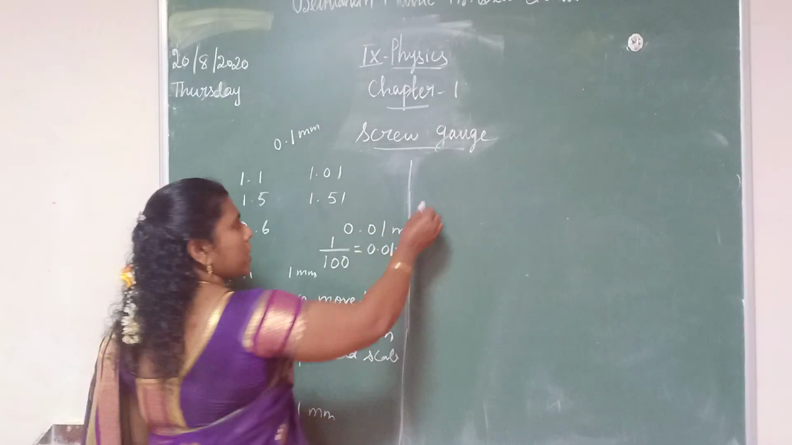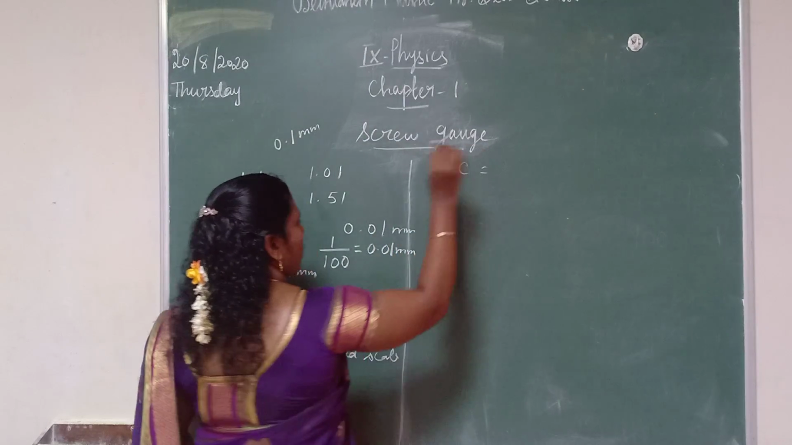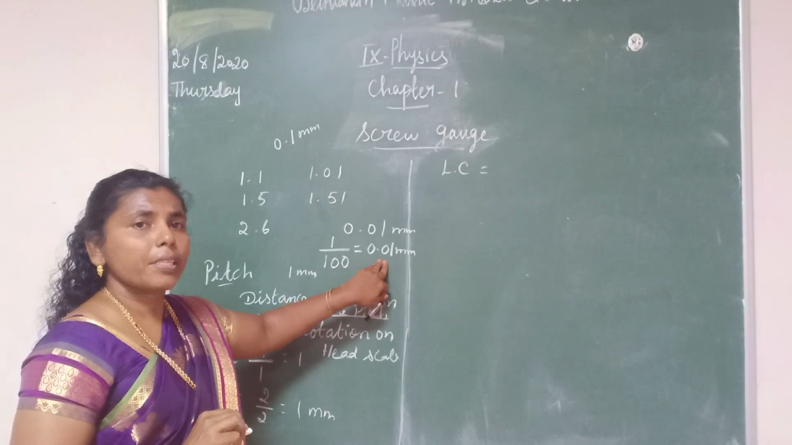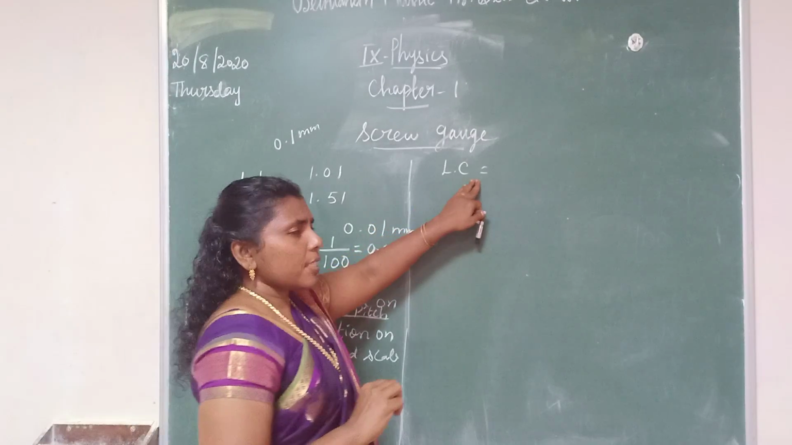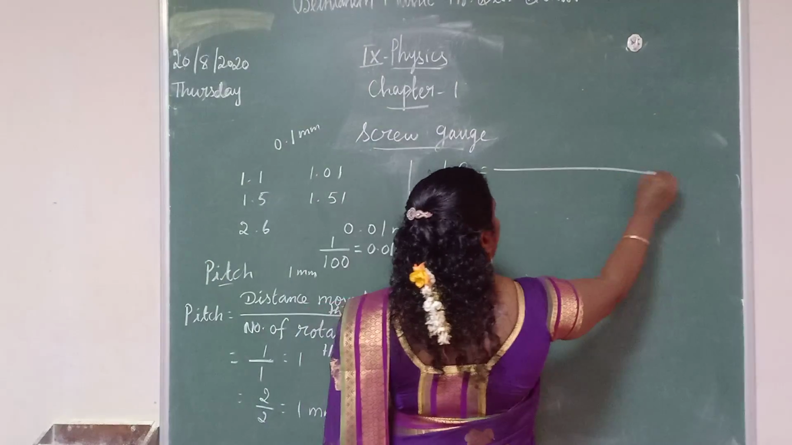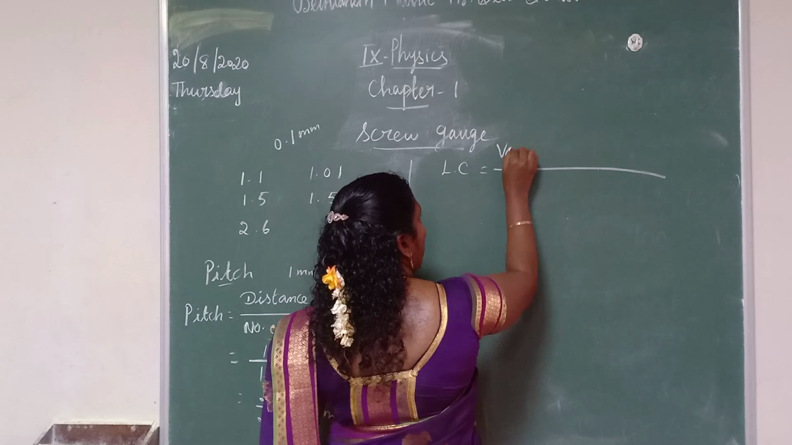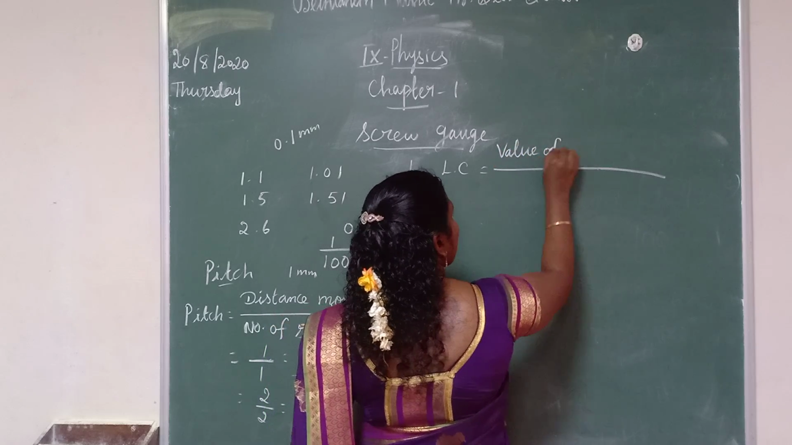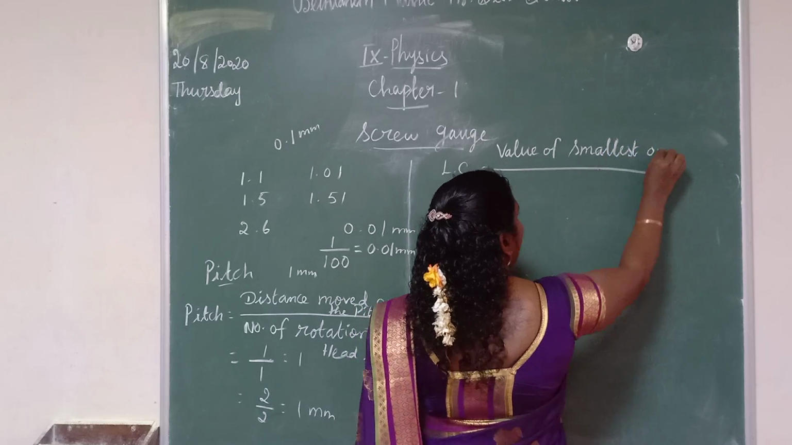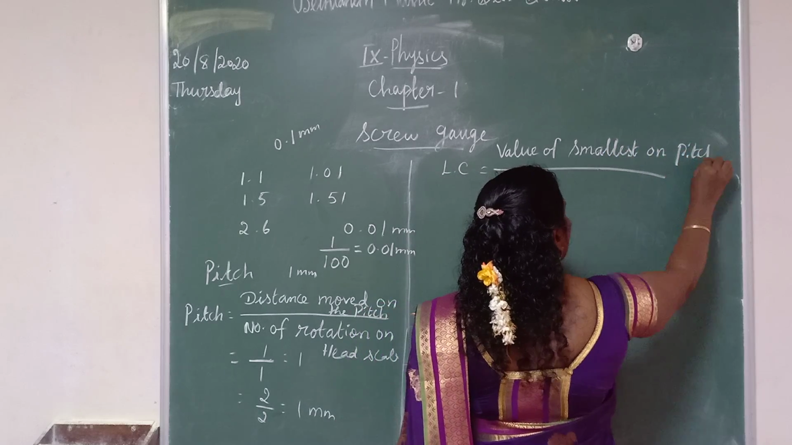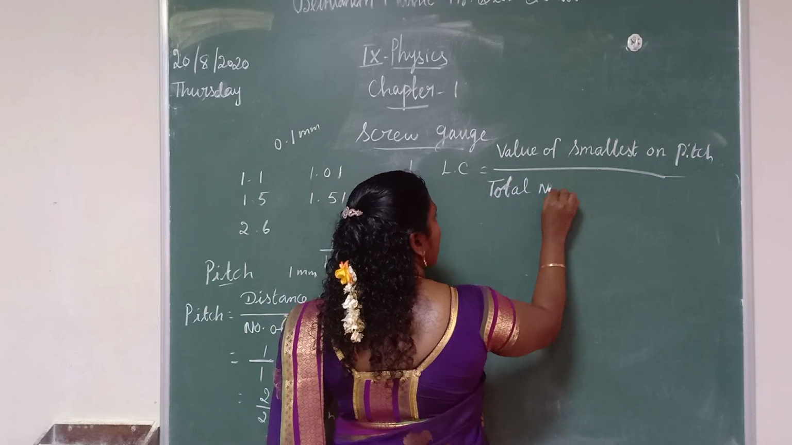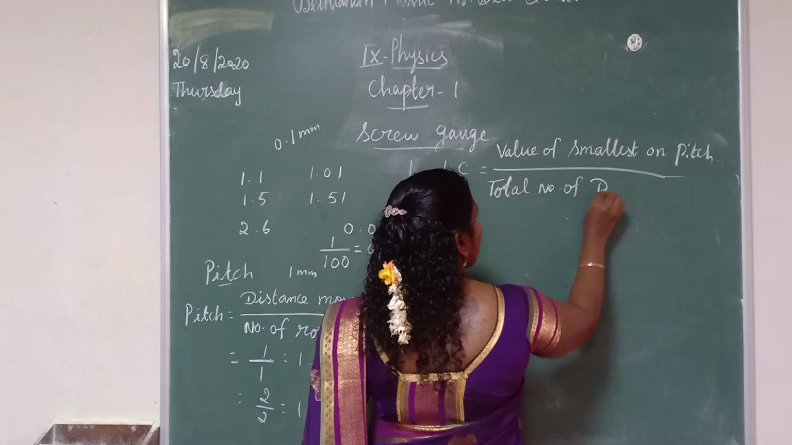Next one is the least count. How can we find the least count? Already we learned the least count of the screw gauge is 0.01. Now what is the formula to find the least count? The formula: value of the smallest division on the pitch scale divided by the total number of divisions on the head scale.